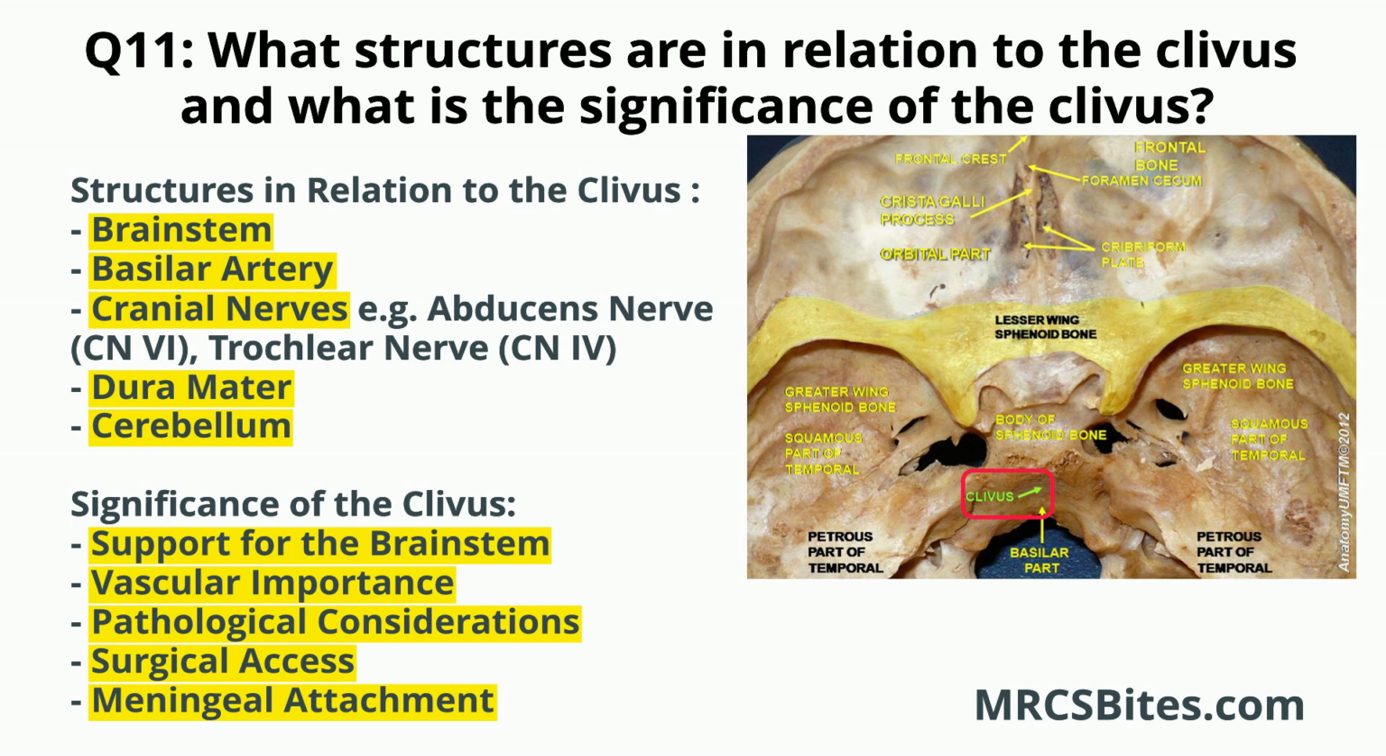Approaches to tumors and other lesions in the posterior cranial fossa often involve navigating around or through the clivus. The dura mater attaches to the clivus, helping to anchor the brain within the cranial cavity.